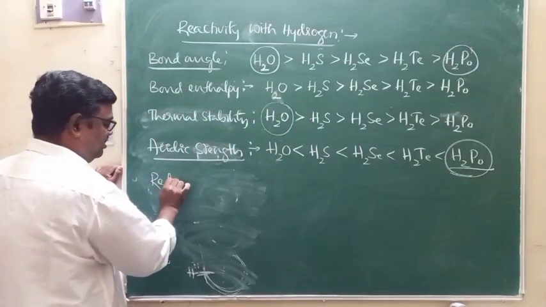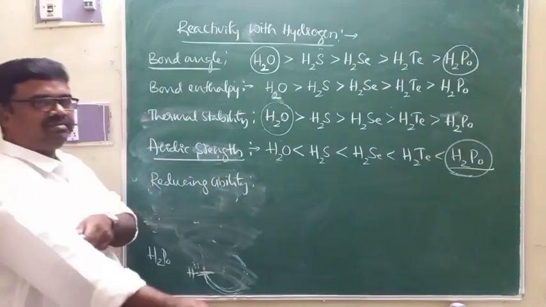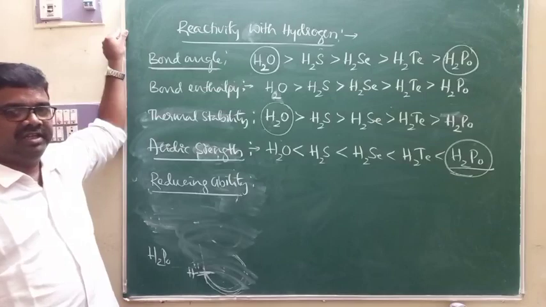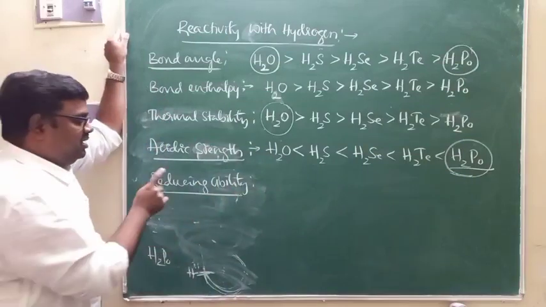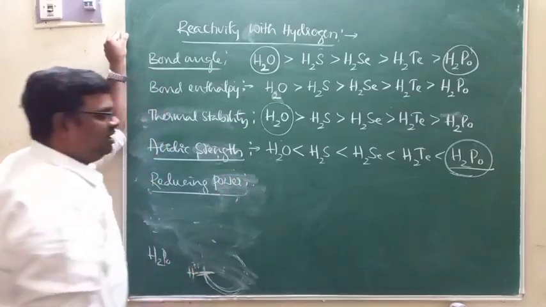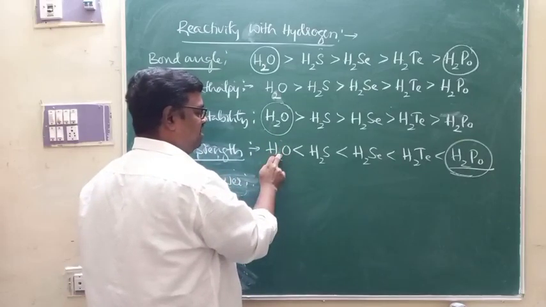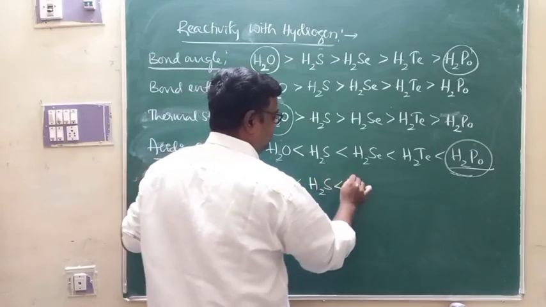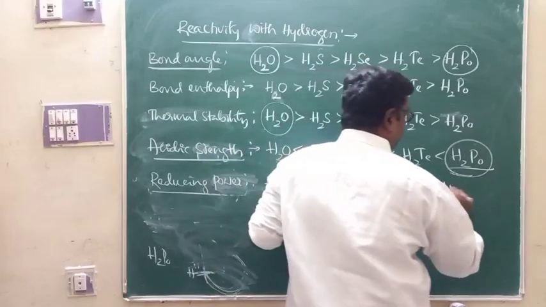For the same reason, we have reducing ability or reducing power. Reducing power is measured in terms of the ability to release hydrogen. Acidic strength is measured in terms of the ability to release H plus. Because of that high bond enthalpy, high bond strength, the reducing power of H2O is less than H2S, that is less than H2Se, that is less than H2Te, less than H2Po.